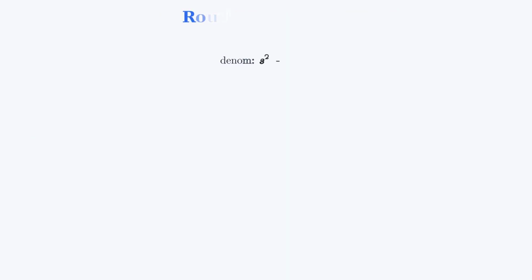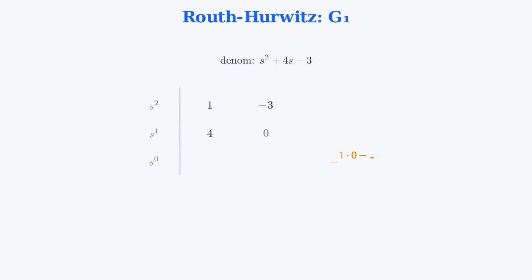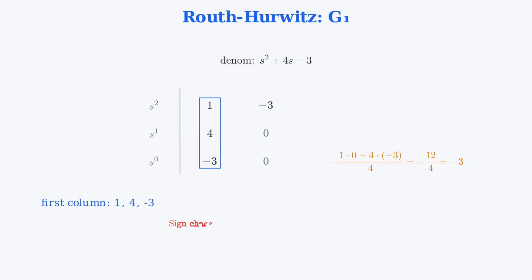Part C. Routh-Hurwitz for g1. The denominator is s squared plus 4s minus 3, a second-order polynomial. The Routh array has 3 rows. The s squared row uses the first and third coefficients, 1 and minus 3. The s1 row uses the second coefficient, 4, padded with 0. For the s0 row, we use the standard formula.